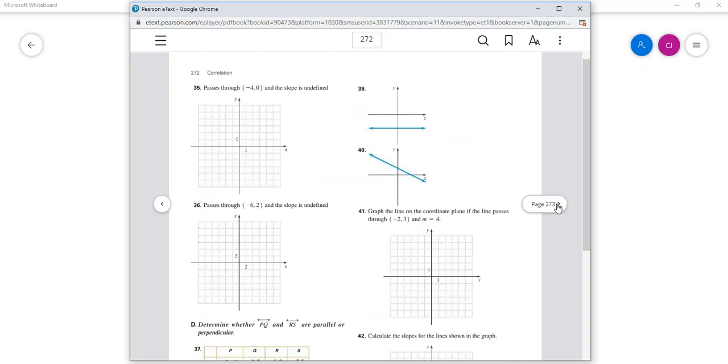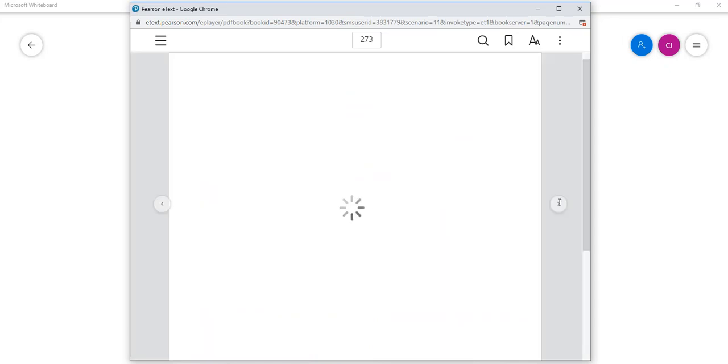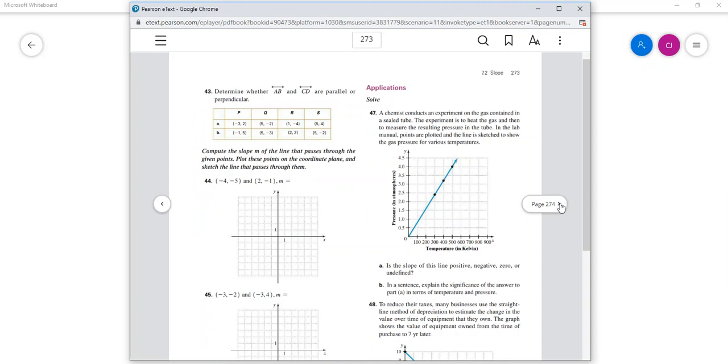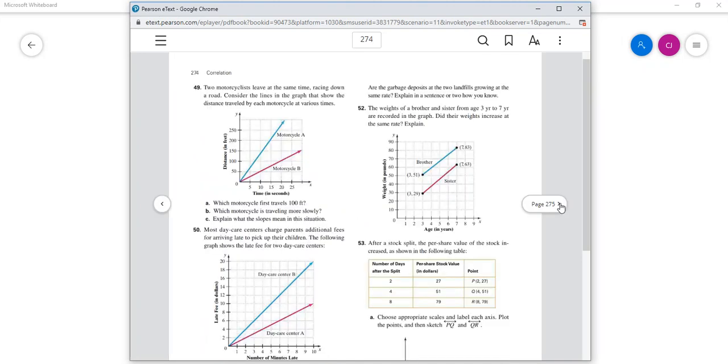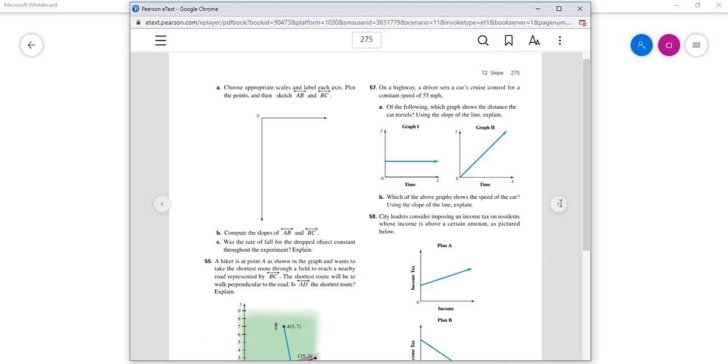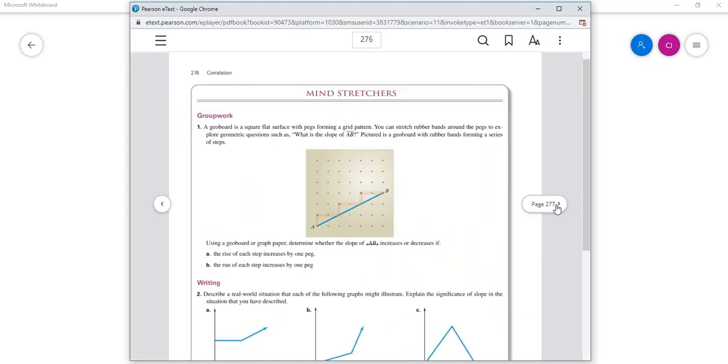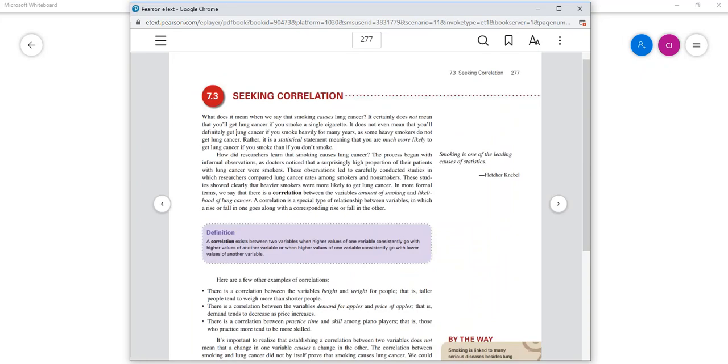So we're going to stop there, and in the next video, we're going to pick up in section 7.3 and, yep, seeking correlation.